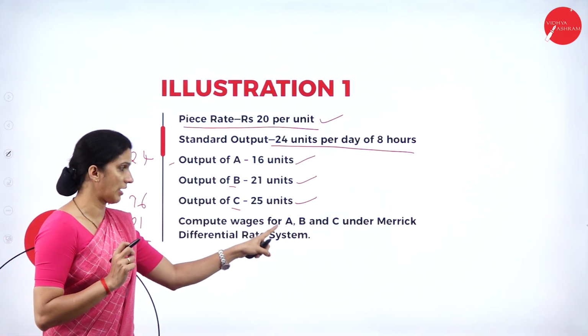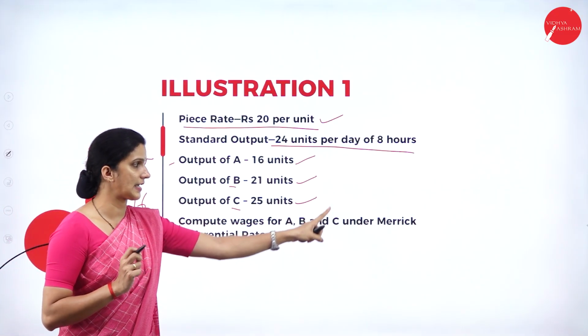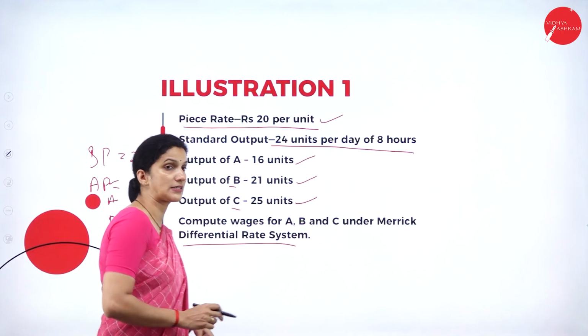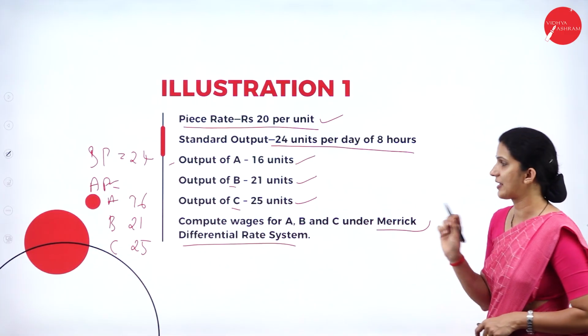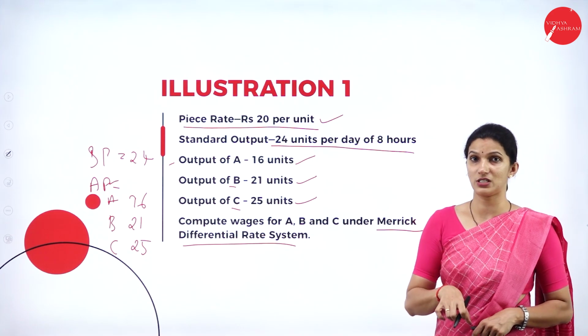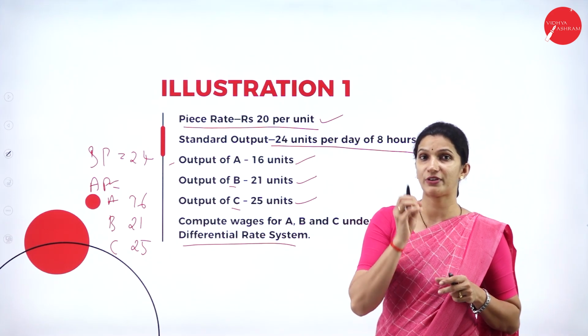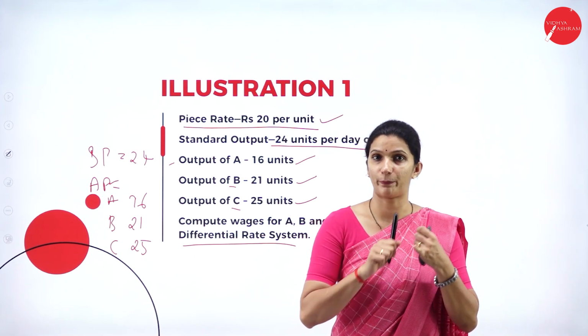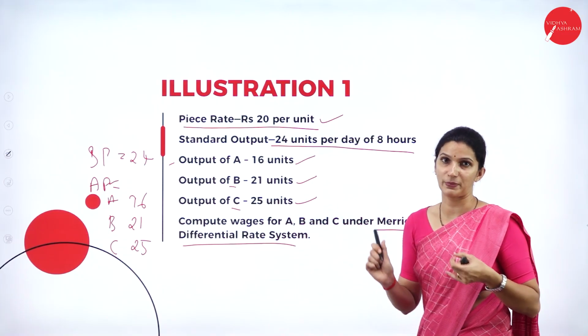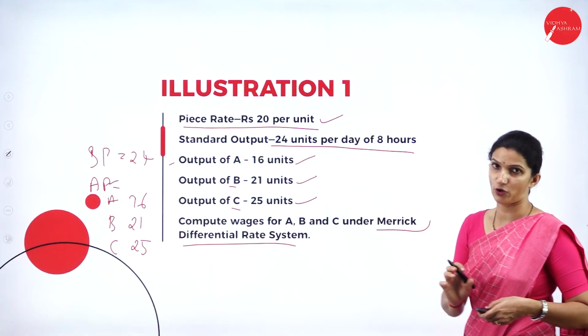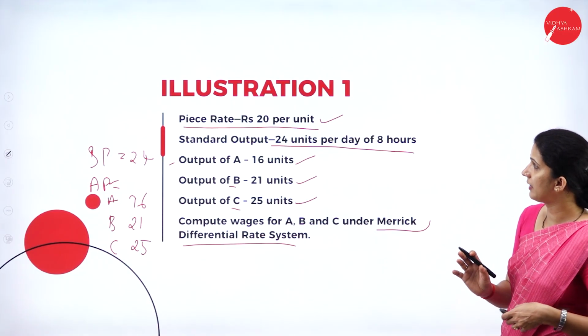So compute the wages for A, B and C under Merrick differential piece rate system. So here in this problem, we are applying Merrick differential piece rate system. That is very important. When you read the questions, you need to be very clear whether they have asked to apply the Taylor's or whether they have asked to apply the Merrick differential piece rate system. So this is important. Now we'll see the solution part.